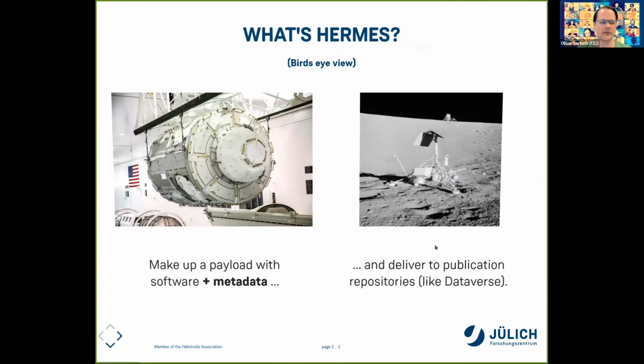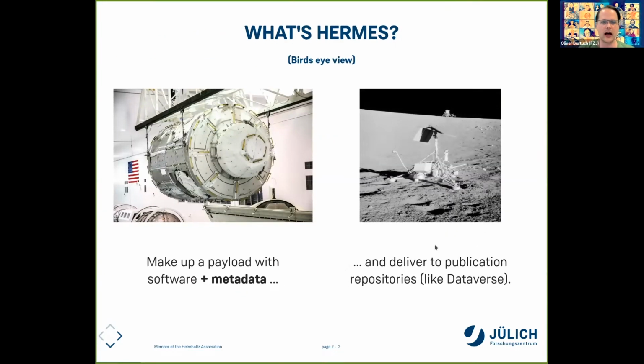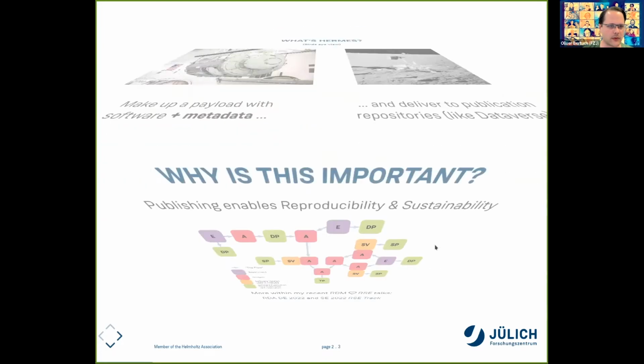So what is Hermes from a very high level view, like a bird's eye view from 10,000 kilometers away? It's generating a payload of software and metadata and putting that in some place which we call publication repositories. So this could be Dataverse, but of course this could also be things like DSpace, Zenodo, Figshare, whatever. It's quite flexible in that way.